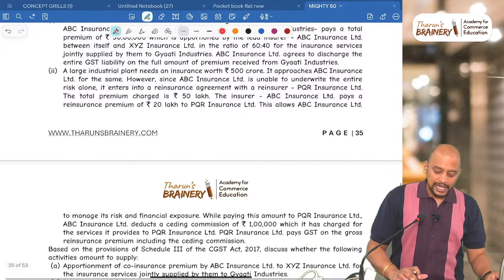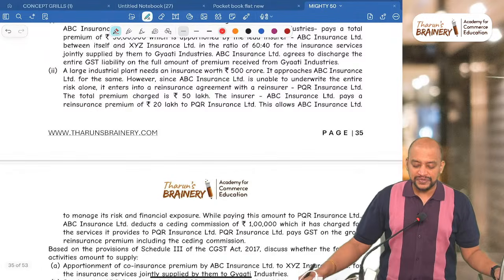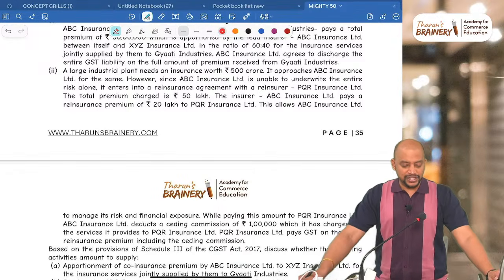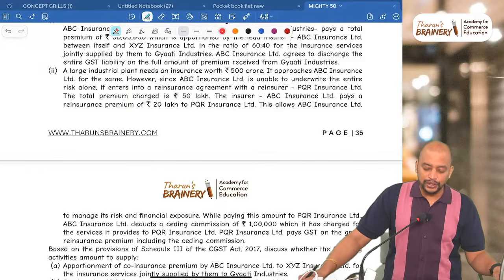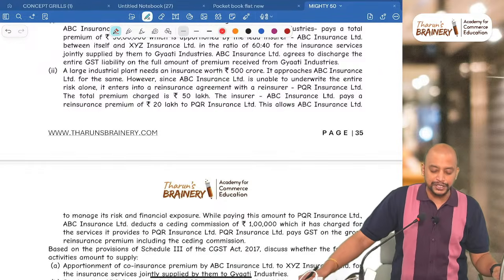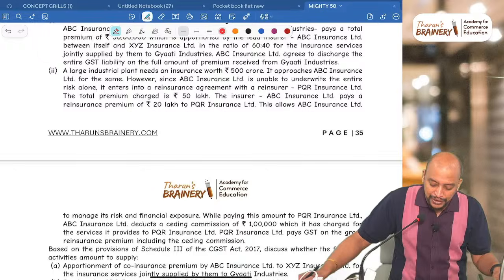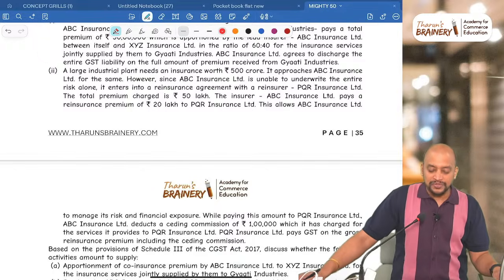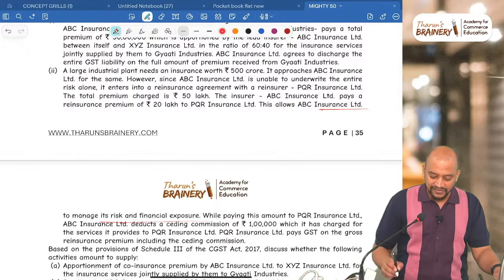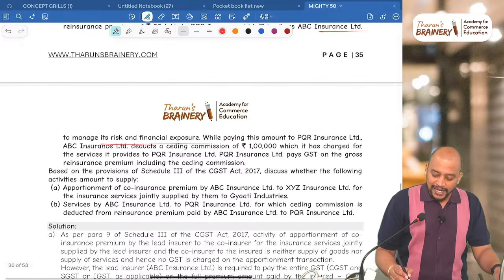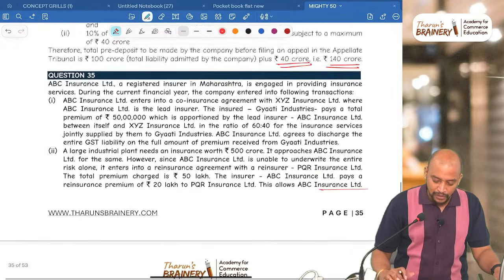Number 2, a large industrial plant needs an insurance worth 500 crores. It approached ABC Insurance Limited for the same. However, since ABC Insurance is unable to underwrite the entire risk alone, it enters into a reinsurance agreement with reinsurer PQR Insurance. The total premium charged is 50 lakhs. The insurer ABC pays a reinsurance premium of 20 lakhs to PQR. This allows ABC Insurance to manage the risk and financial exposure. While paying this amount to PQR Insurance, ABC deducts a ceding commission of 1 lakh, which means how much they are going to give?